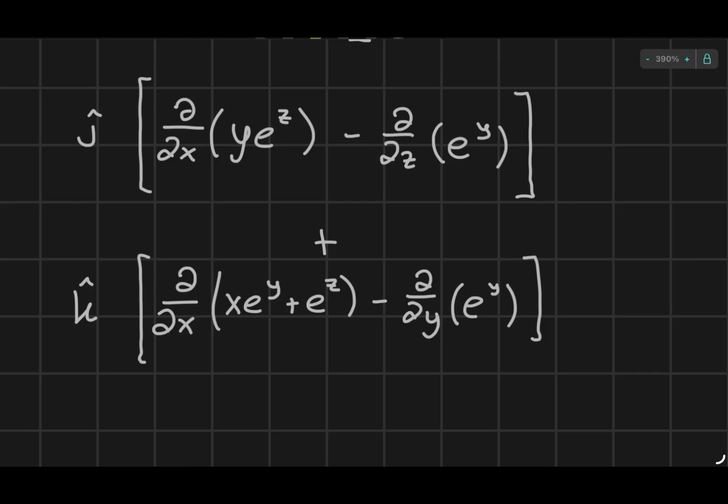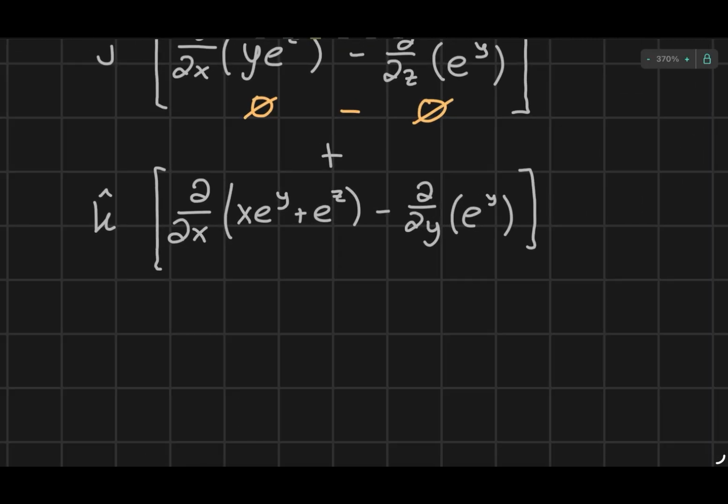For our j component, taking the partial of y e to the z with respect to x, there's no x in there, therefore that's going to be 0. It's treated as a constant. And similarly, the partial of e to the y with respect to z, there's no z component, therefore e to the y is treated as a constant again. That's going to be 0.